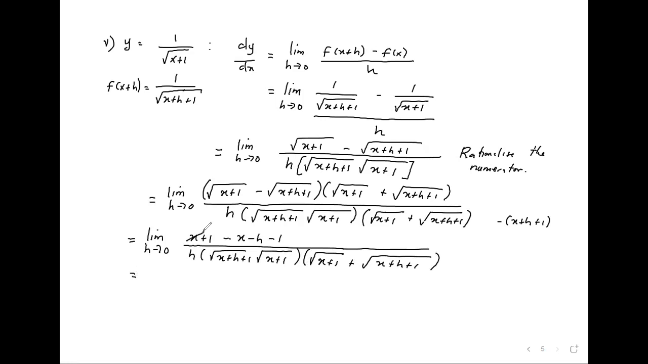And so this x and that x, this 1 and that 1 cancel, and we remain with the limit as h goes to 0 of negative h over h root of x plus h plus 1, root of x plus 1, root of x plus 1, root of x plus h plus 1.